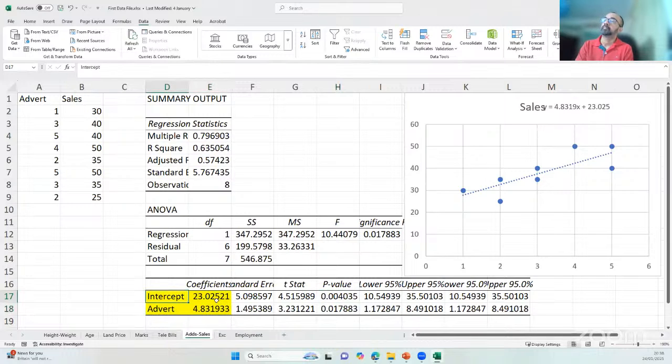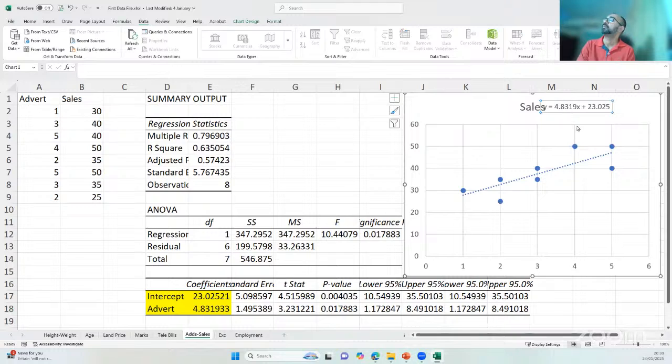Intercept. Intercept is in the equation where the line cuts the y-axis. So it cuts here. So in our equation it is the C, right? So you can see it is here, mx plus C, 23.025. You can see it here also. Okay. Then 4.831933, right? You can see it here. You see that? Right.